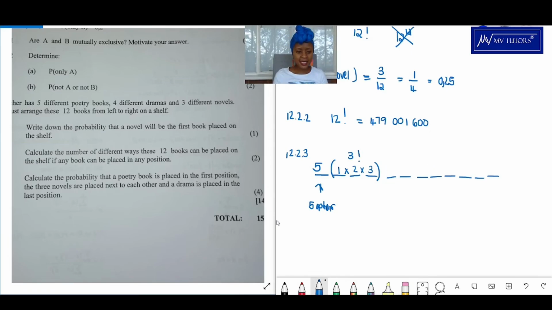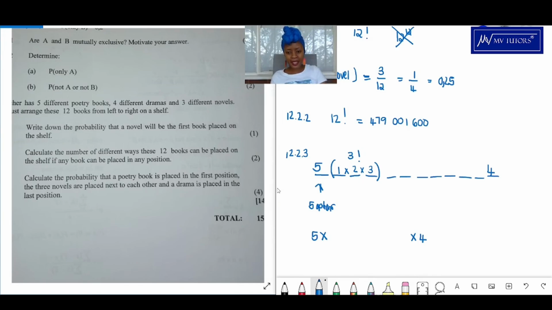And then lastly, they tell us a drama is placed at the last position. So there it is fixed. It's a fixed position. And how many dramas do we have? We have 4. So there are 4 options we have there. Okay, guys, so the first position and the last position, they are fixed. There's nothing we can do about it. So the number of options that we have is 5 times whatever, and then times 4. So what happened in the middle?